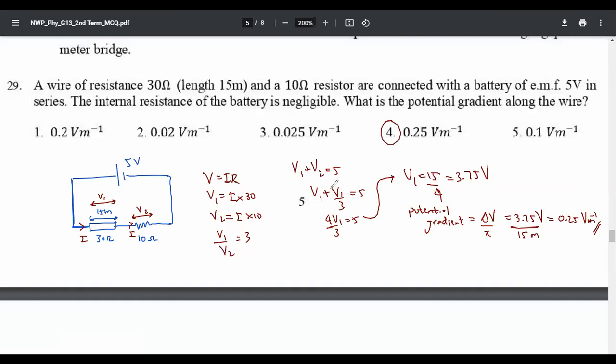Okay, Shima, I hope you understood it. Shima is the one who had asked for this doubt, the 29th. Find the voltage, you divide by the length. That's all. That is what you call potential gradient. Basics.